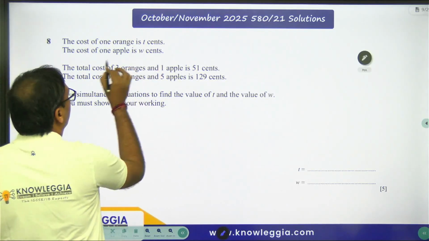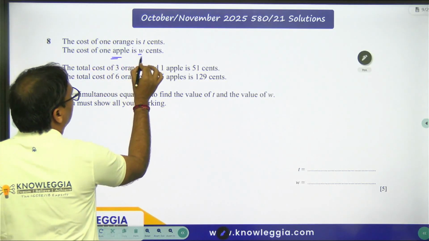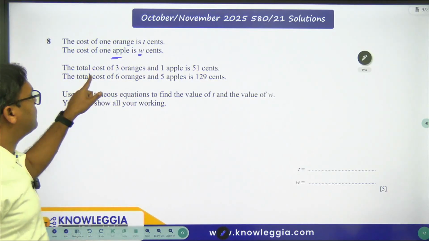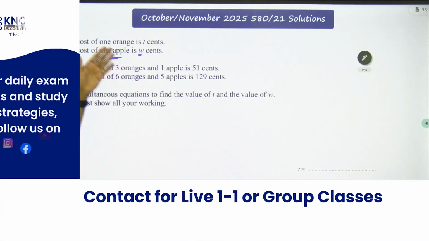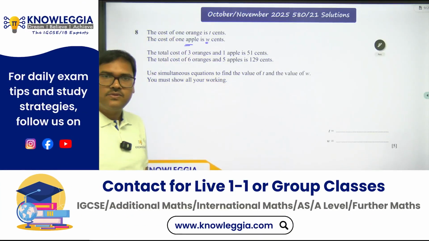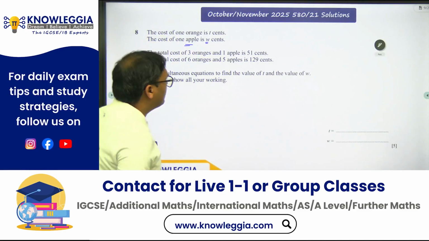The cost of one orange is t cents and the cost of one apple is w cents. The total cost of 3 oranges and 1 apple is given, and the cost of the other purchase is also given. So this is the question. You have to make a simultaneous equation in t and w. So what are the simultaneous equations?